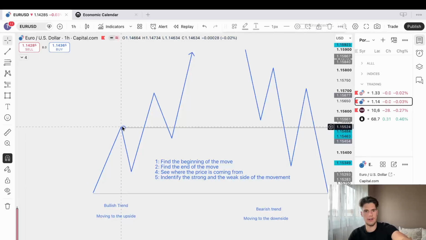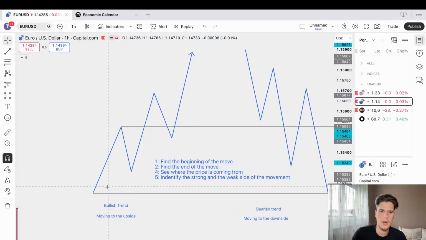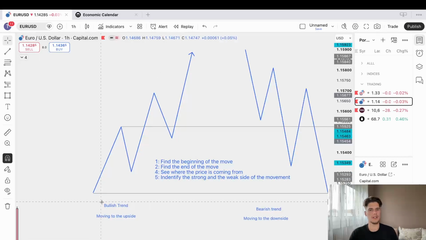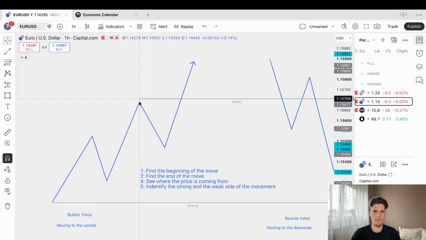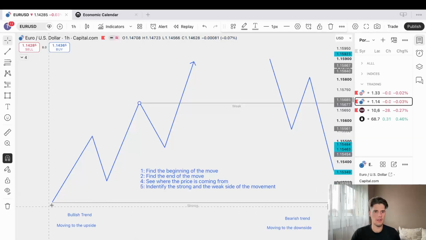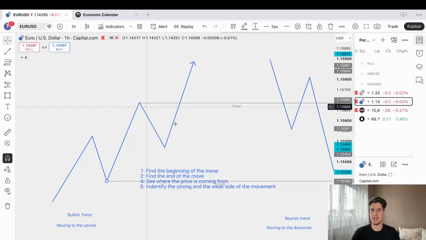Now see where the price is coming from. The price is coming from here. That means we are going to identify our strong and weak side of the movement. Where the price is coming from, this is our strong part of the movement and this is our weak part of the movement. As you can see, we are just going to put our weak here and our strong side here, and it's going to be the same again and again.